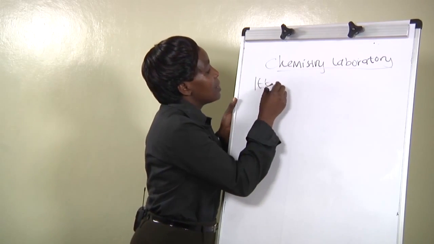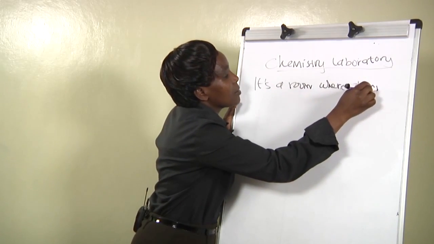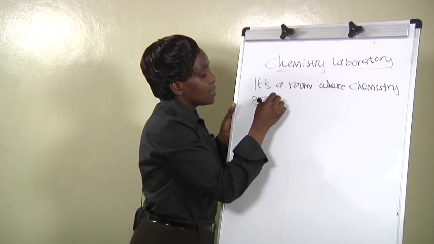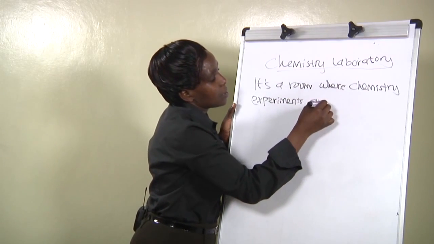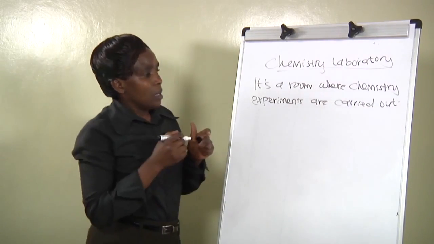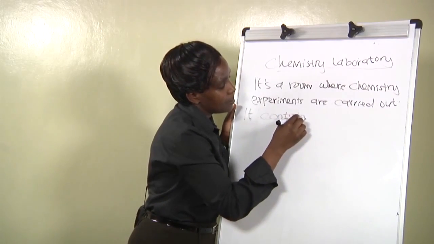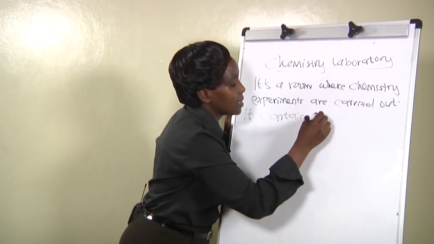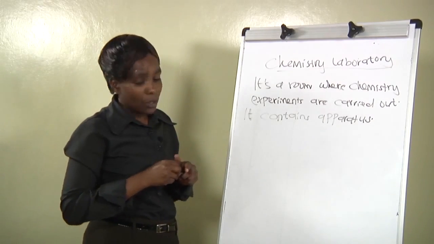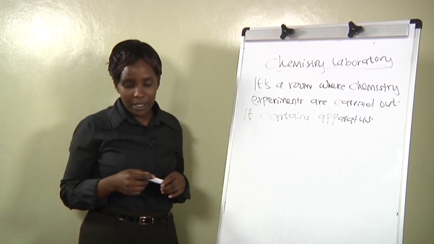We would say that it is a room where the chemistry experiments or practicals are carried out. And it normally contains what we call apparatus. So in that room, it is going to contain many apparatus, and apparatus are divided into different ways.